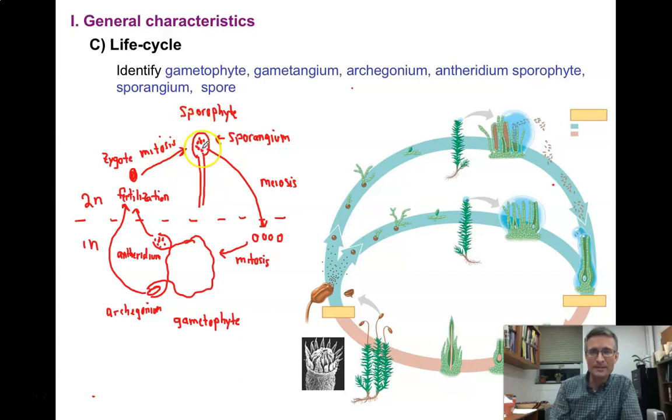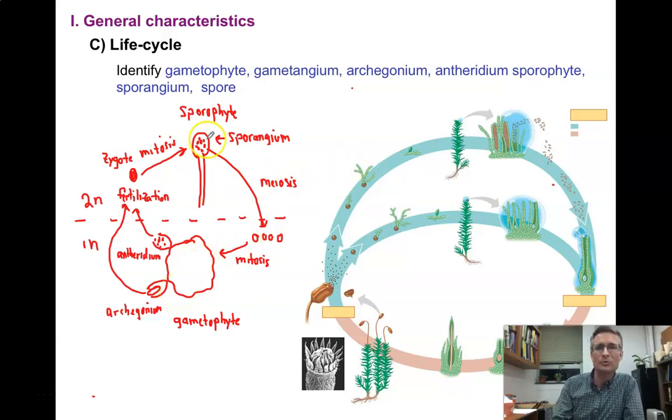And our sporophyte can have a sporangium, or a spore container. And of course, inside this, we have lots of spores that are produced by meiosis. So meiosis occurs, which takes us back into the realm of 1N cells, and each meiotic division gives us 4 cells. So I've drawn 4 spores over here. And then if we take one of these spores, it can divide by mitosis to give us this gametophyte again.